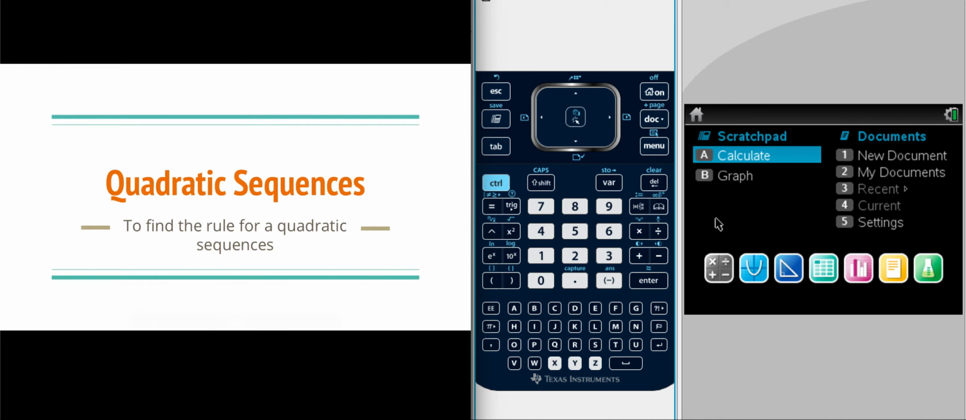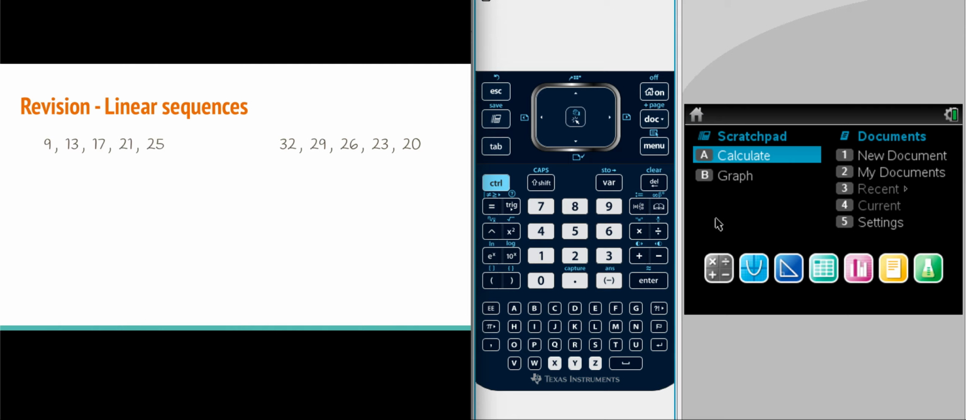Okay, so today's lesson we're going to look at quadratic sequences. To start off with, we're just going to have a little reminder of the sequences that we did before when we looked at linear sequences. Linear sequences are a pattern, and we're trying to find the rule or the nth term of that pattern.